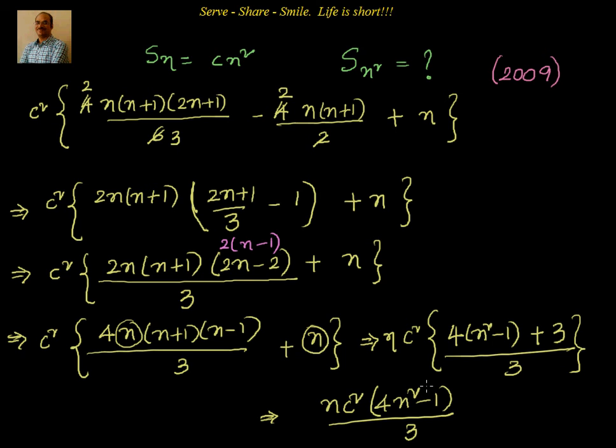But this is one term only. We have to find the sum of that, so you have to go to individual terms and apply sigma there. Sigma n square is n into n plus 1 into 2n plus 1 by 6, and sigma n is n into n plus 1 by 2. Sigma 1, you are adding n times, is nothing but 1 into n. You just simplify it and you will get your answer, n c square into 4n square minus 1 by 3.